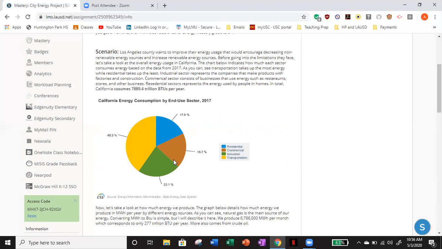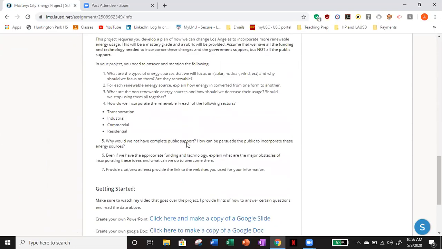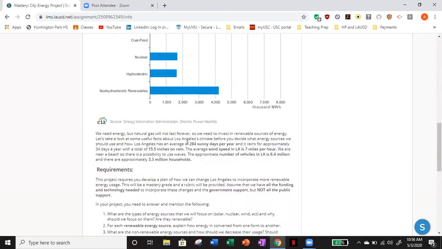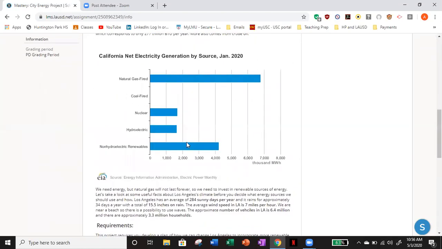Because a lot of our energy actually comes from power plants with natural gas. How can we make sure we use solar power or any other renewable energies? Why would we not have public support, and how can we persuade the public? So this is what I mentioned before. We may not have public support. I can help you get started on this.